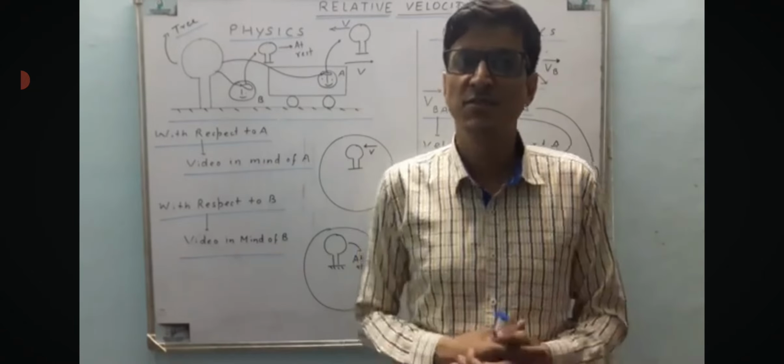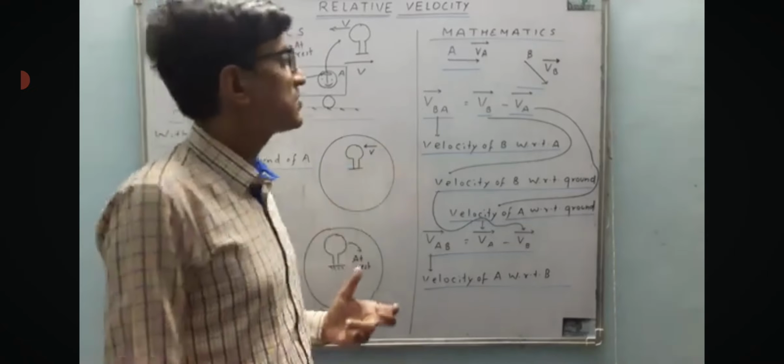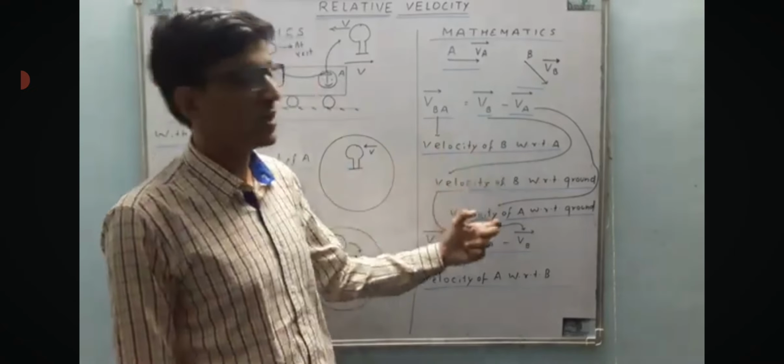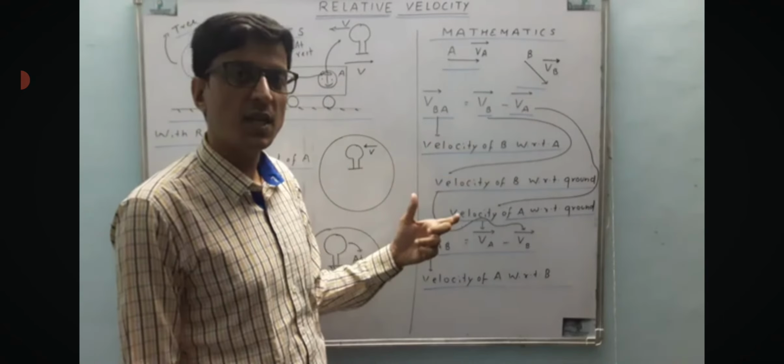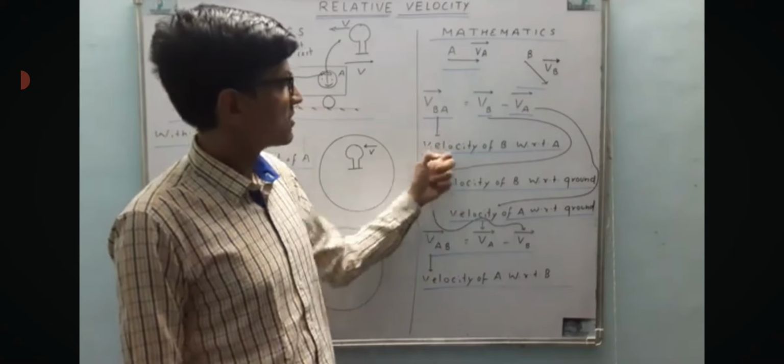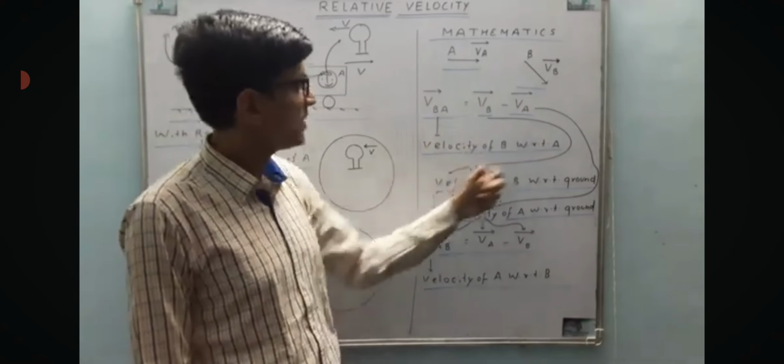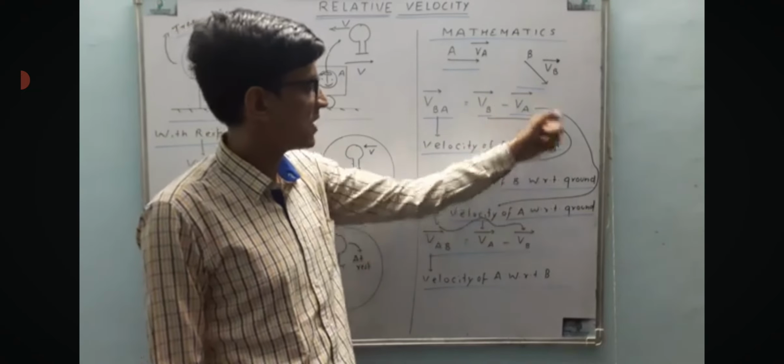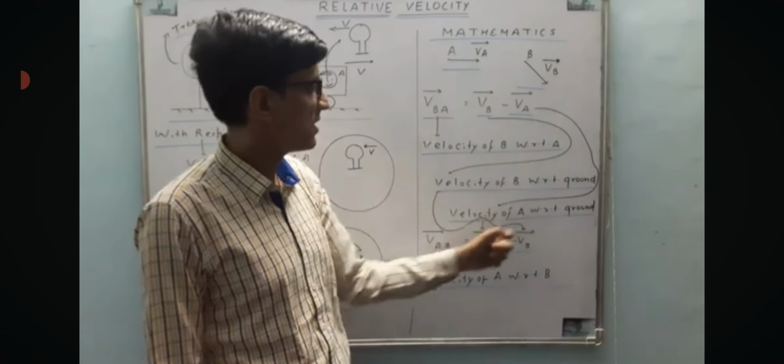Suppose the point A has a velocity vector VA, and the point B has a velocity vector VB. The mathematical definition of velocity of B with respect to A is vector VB minus vector VA, where VB is velocity of B with respect to ground, and VA is velocity of A with respect to ground.